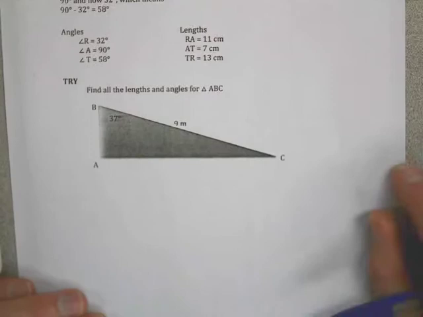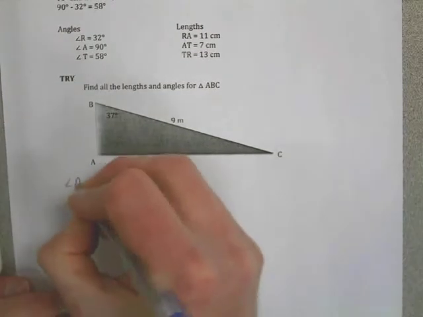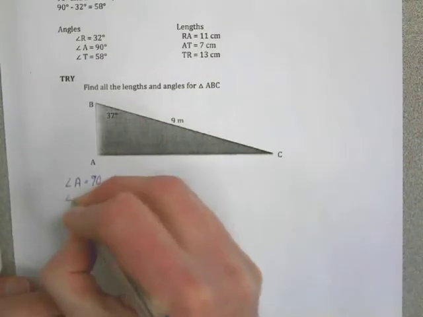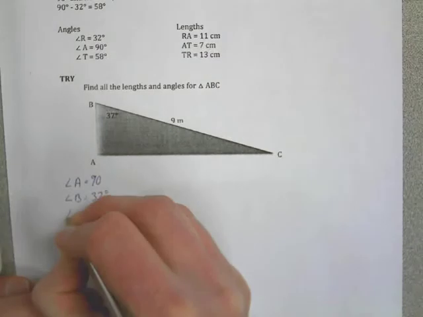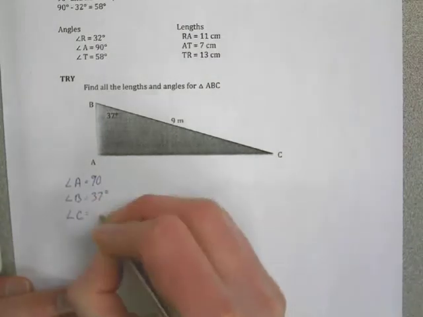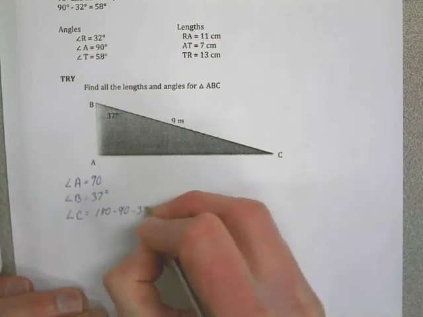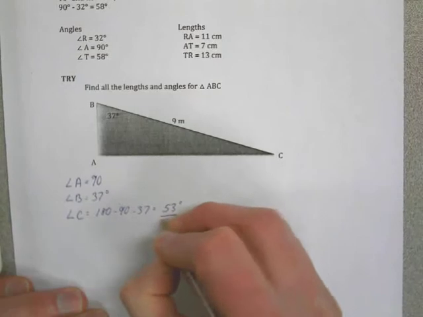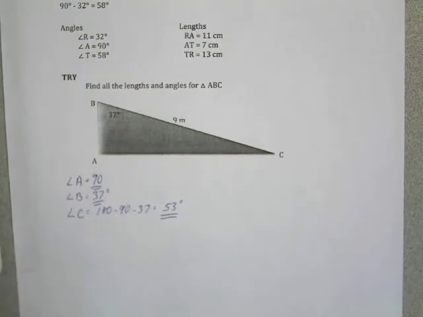So here we go. We're going to find angles. So I've got angle A, a right angle, so that's 90 degrees. Angle B is equal to 37 degrees. Angle C is equal to 180 minus 90 minus 37, which is equal to 53 degrees. So there are all my angles in this triangle without doing that major work.